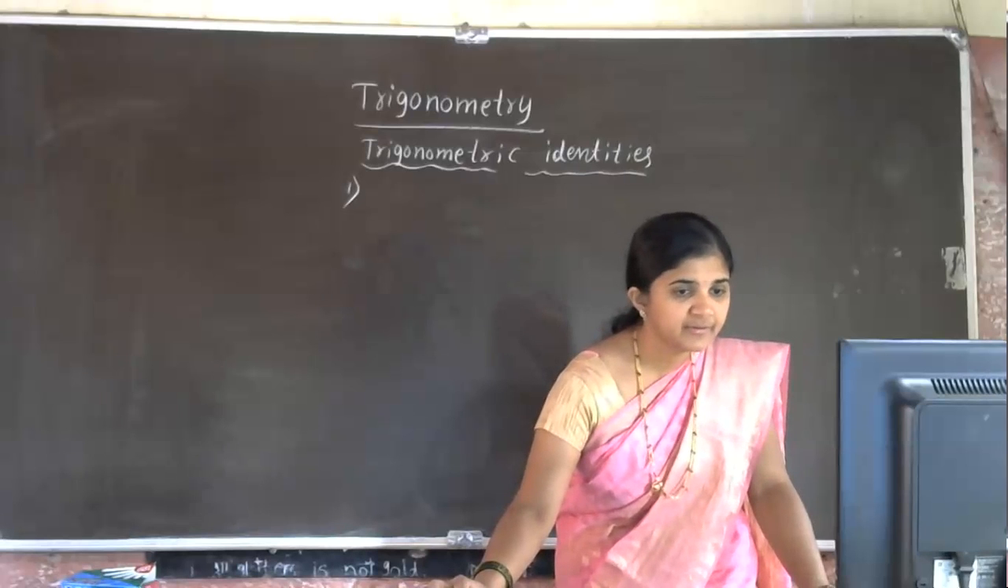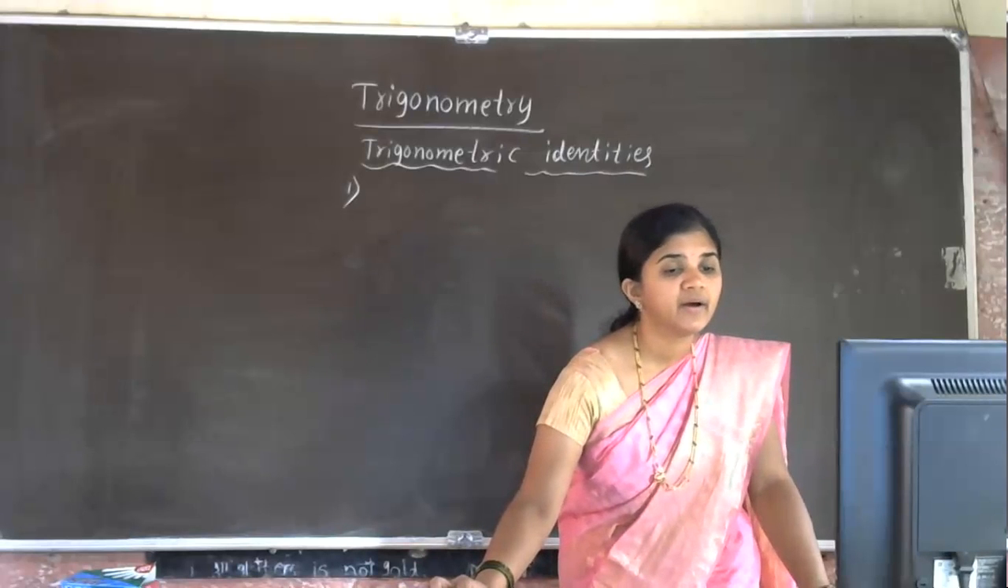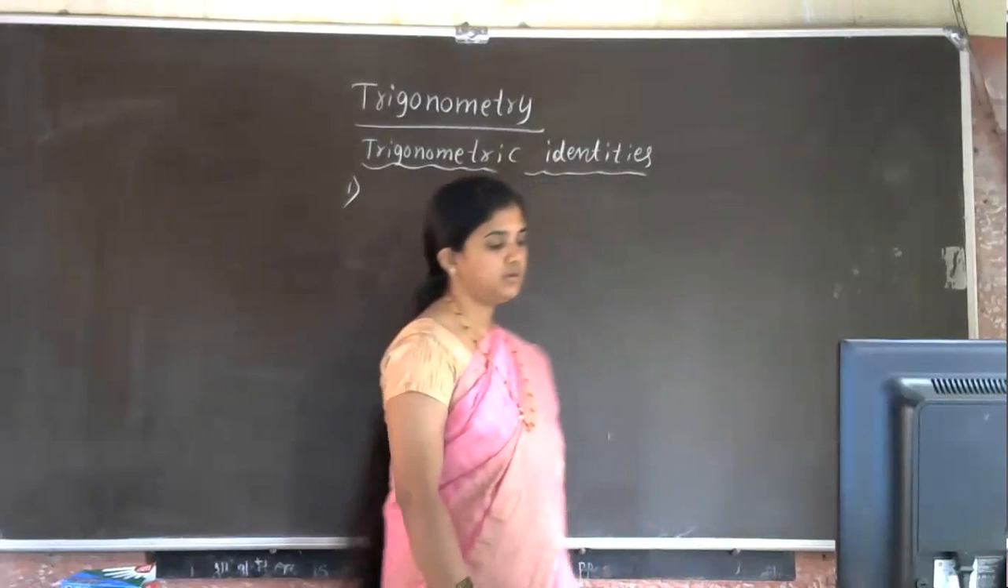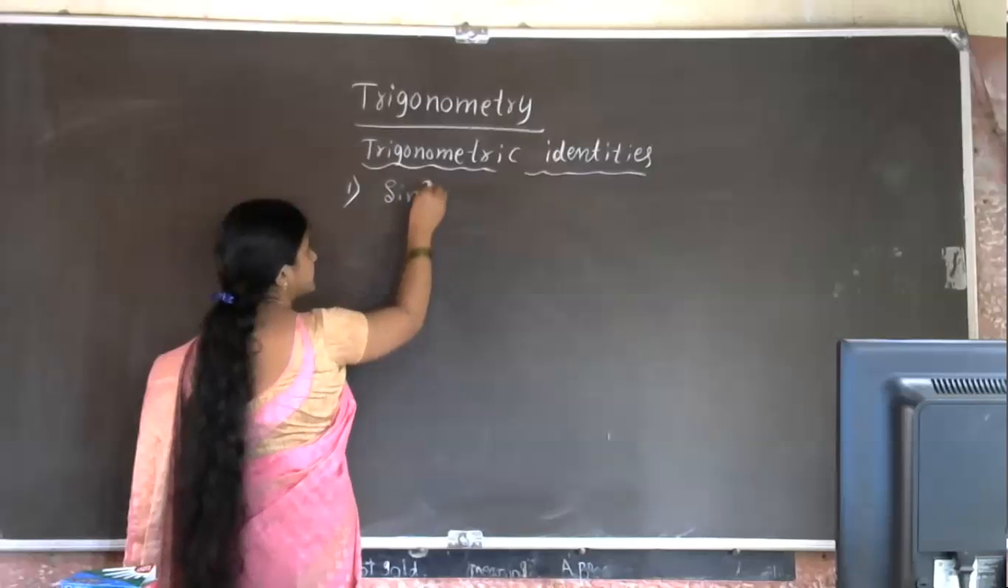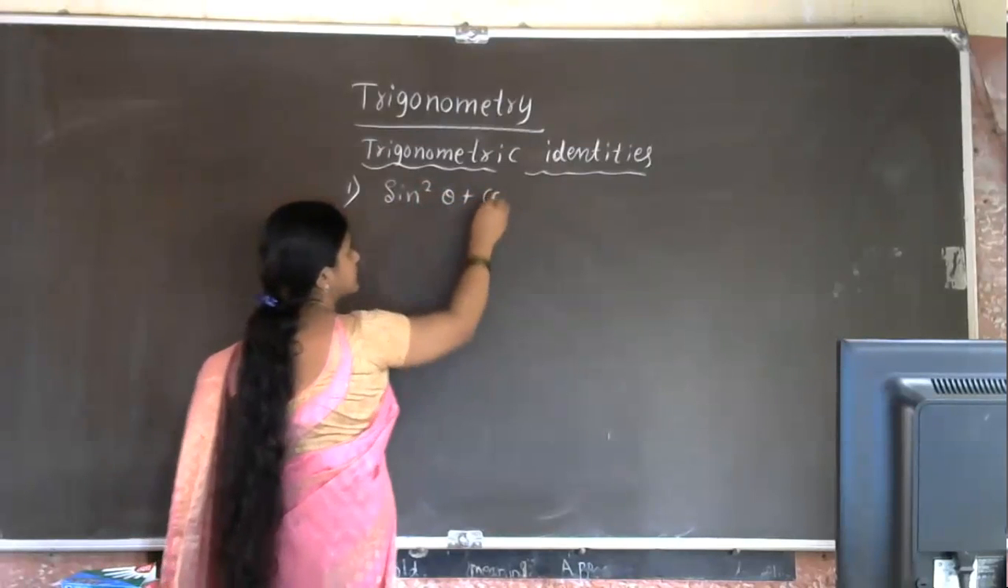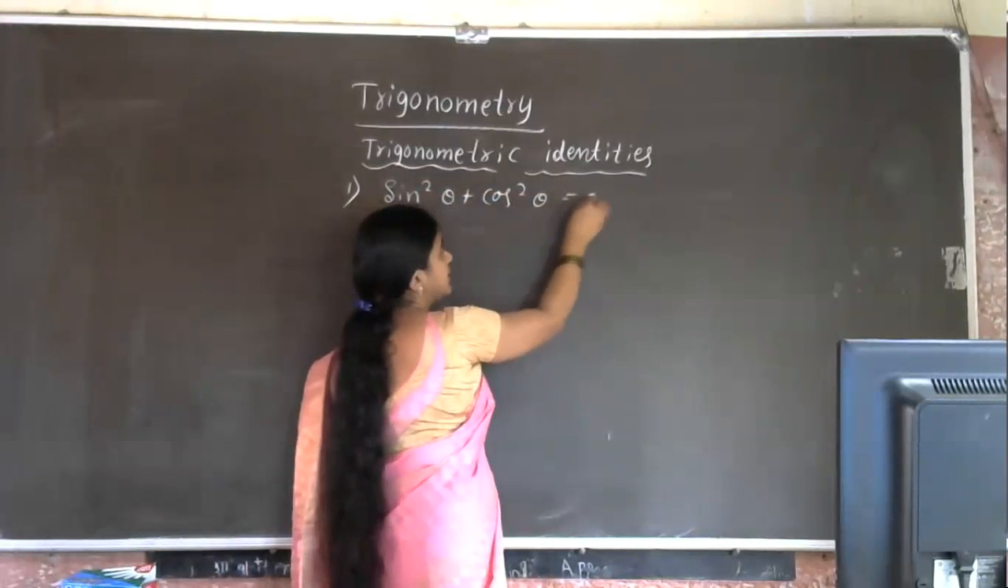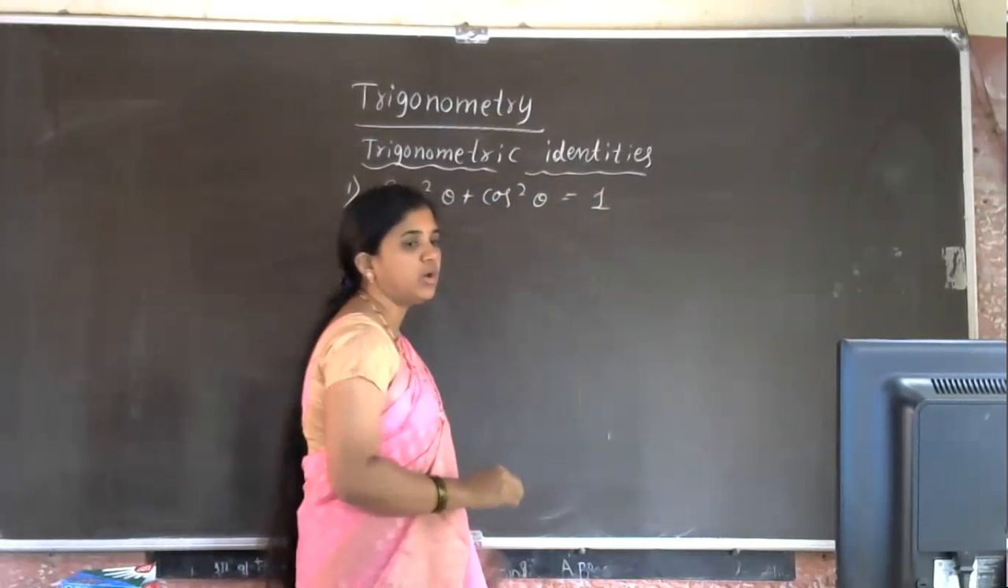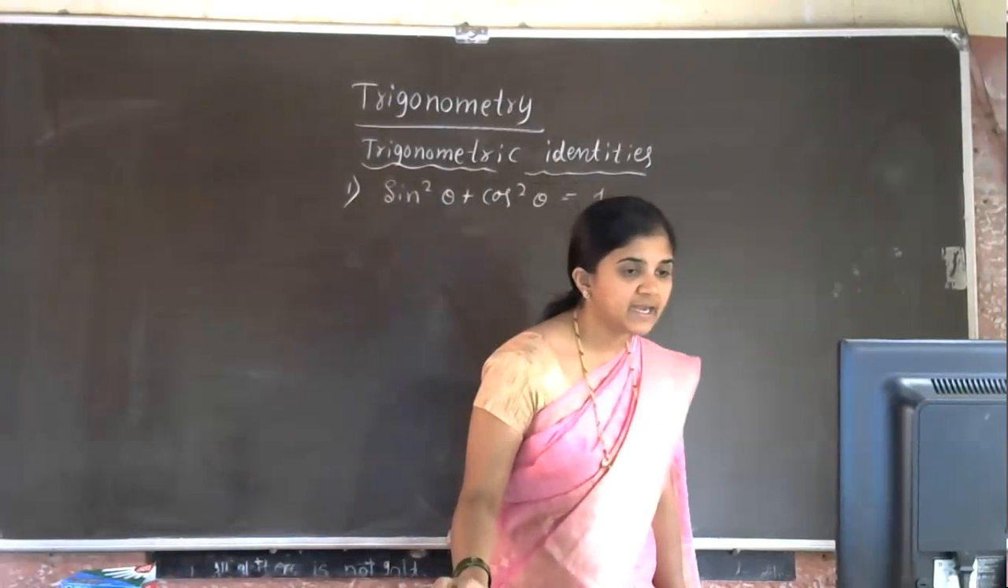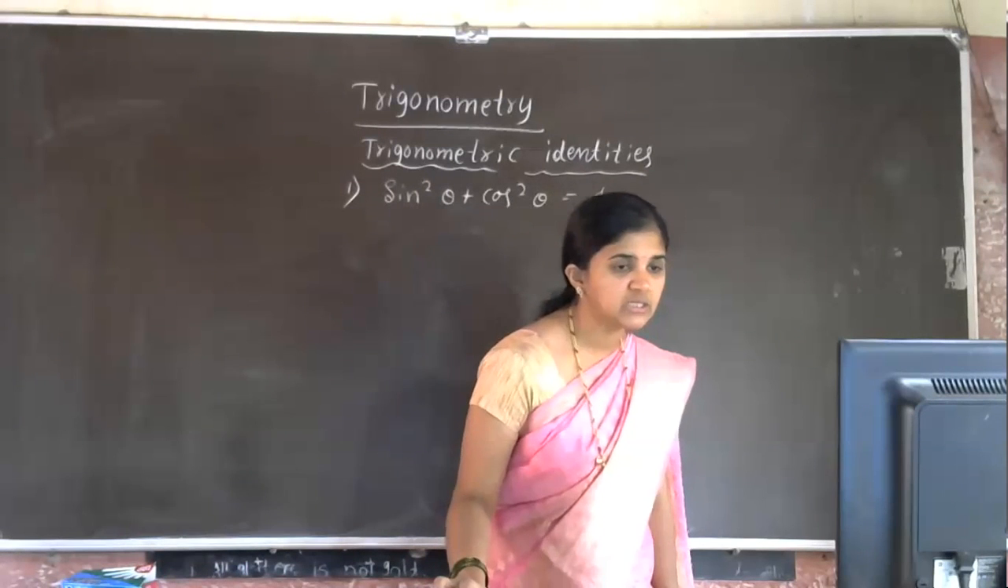Yeah, Arun. Which is the first identity, Arun? Cos square A plus sin square A is equal to 1. Yes, sine square theta plus cos square theta is equal to 1. Very good. Next, second identity, Ashwet.